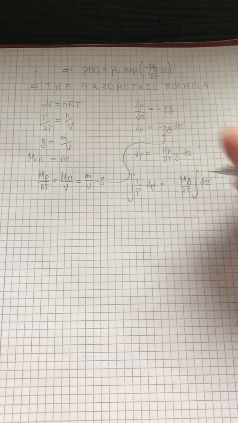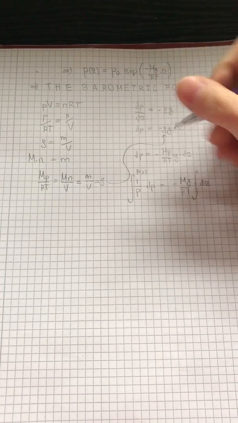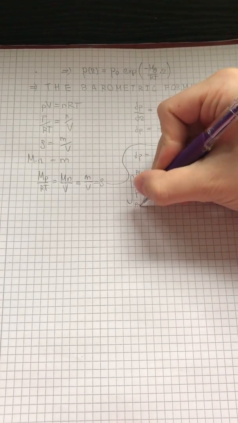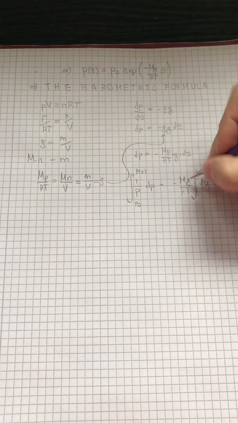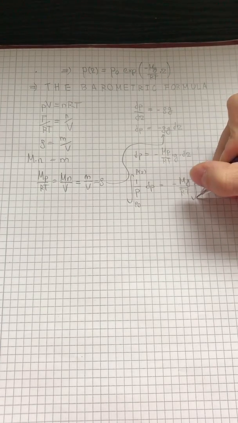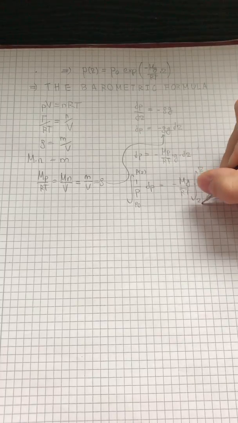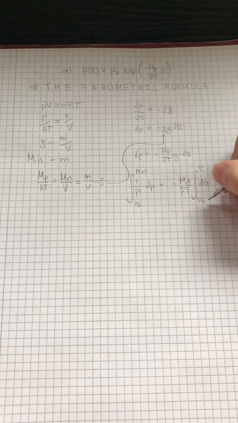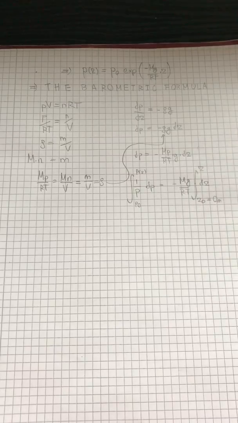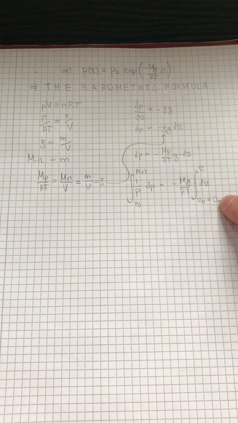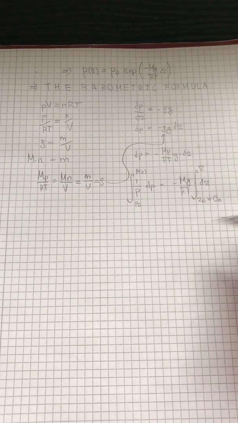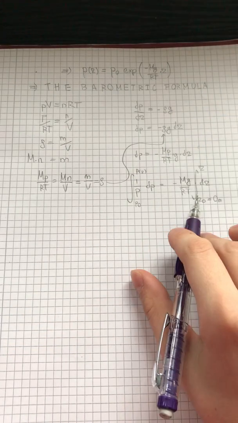Our integration limits will be p of z, pressure in terms of height, to our base p value. And then on this side, our integration limits will be simply z and z base height. Base height we'll assume to be 0 meters, so we might as well not even include this. I will continue on to the next step with this in mind and then show you why this is unnecessary to include. So then what we end up having is we integrate both sides.